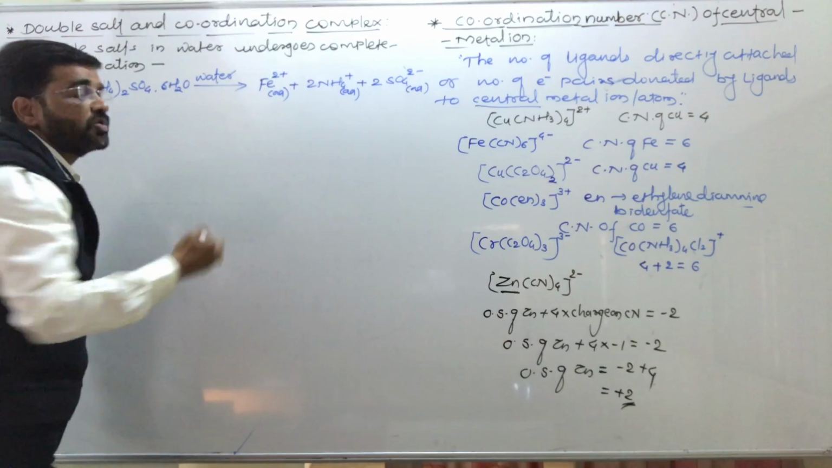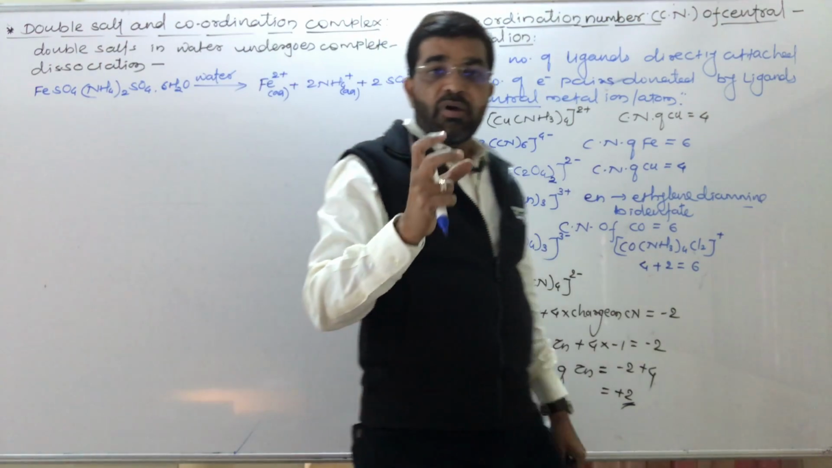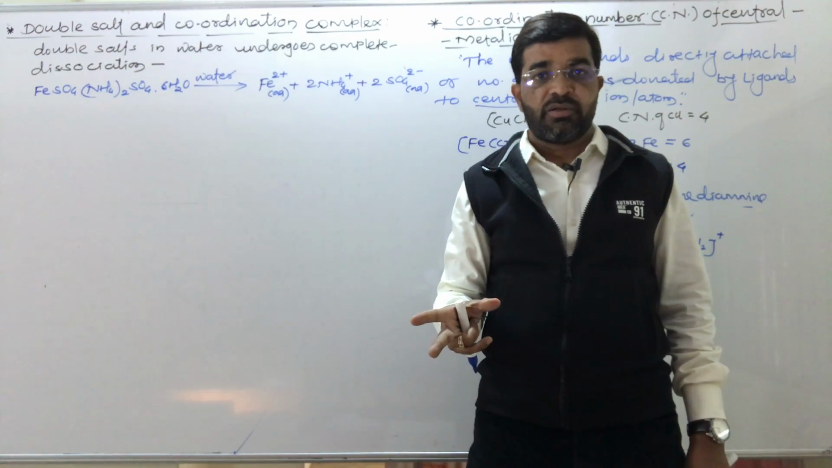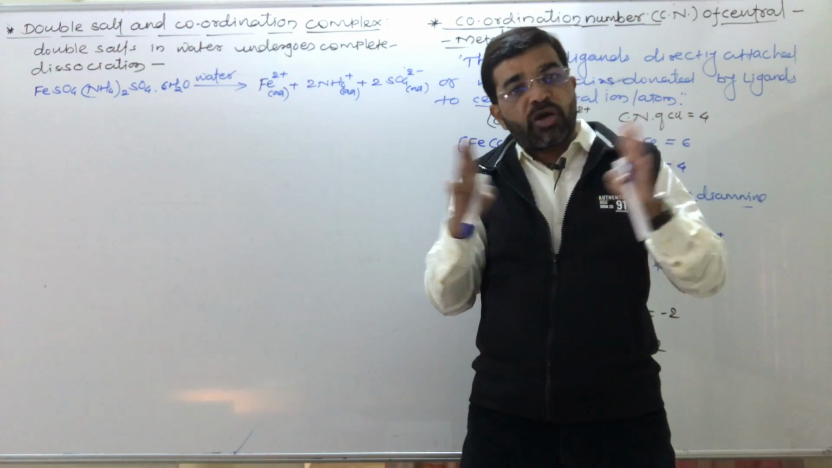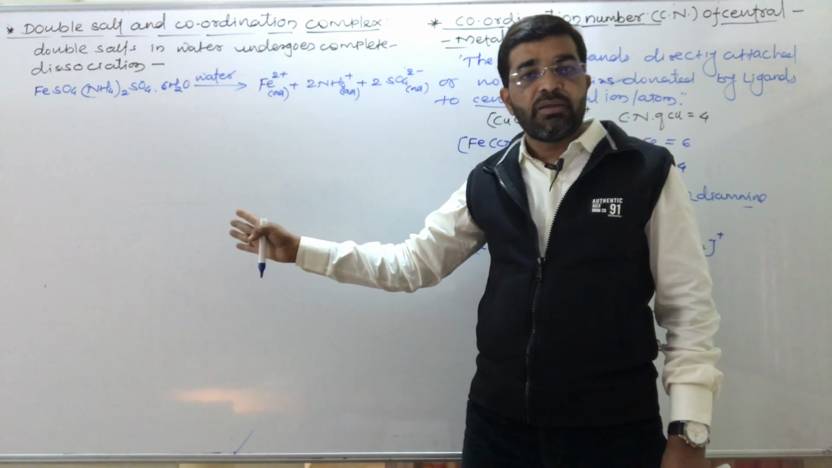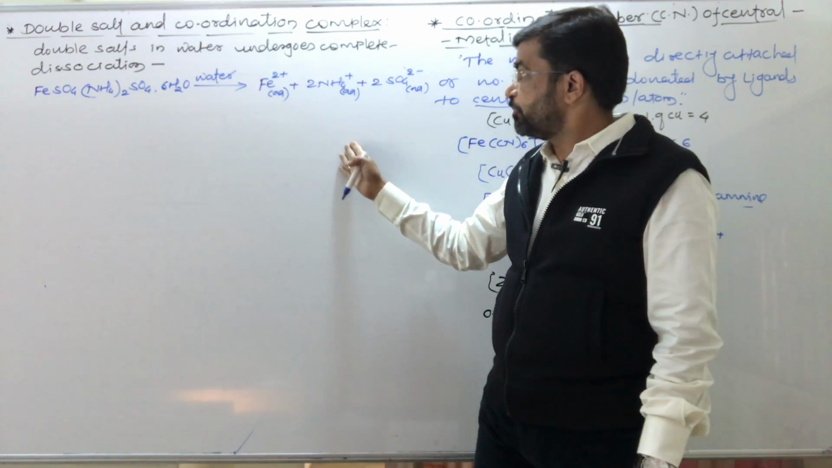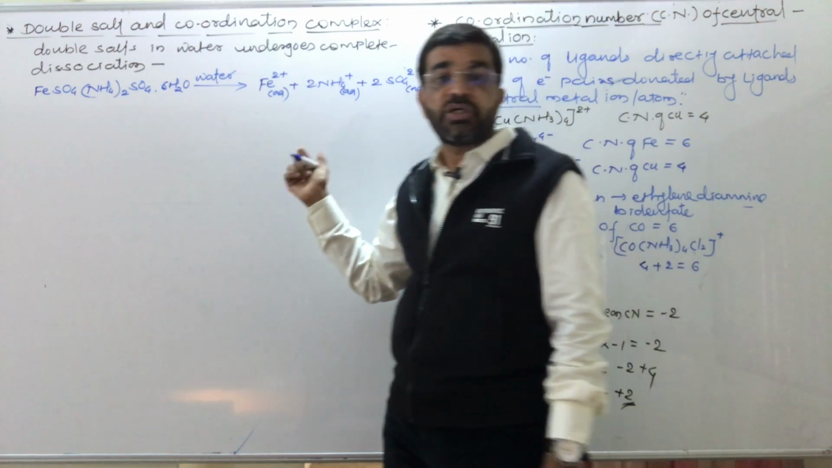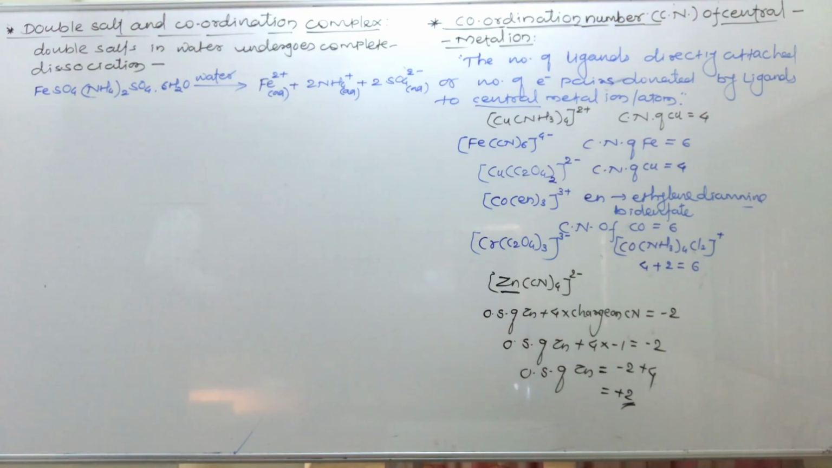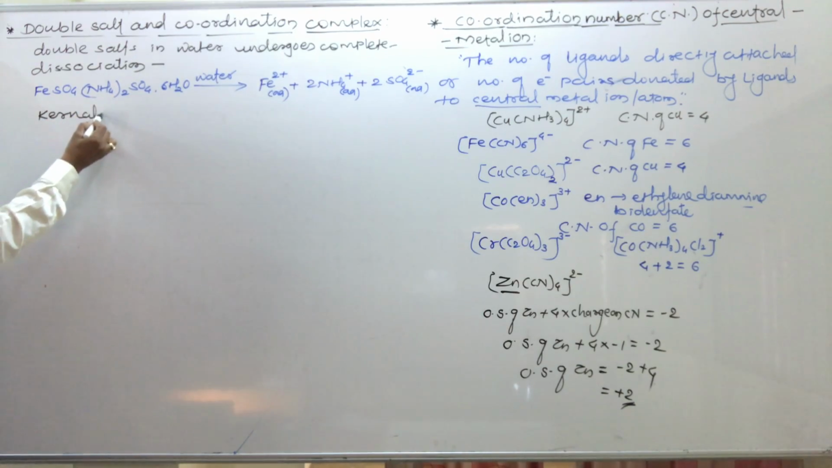So if a substance undergoes complete dissociation in its aqueous solution, and all the ions which are present in its molecule are formed, then it is a double salt. Or see another example, that is carnallite. We have to take the example of carnallite.